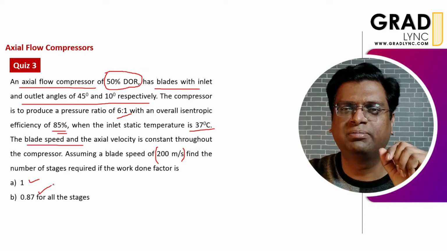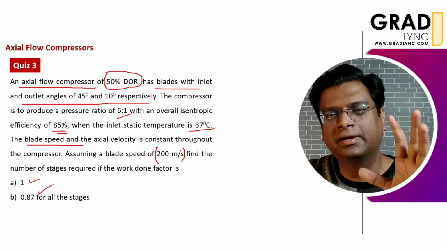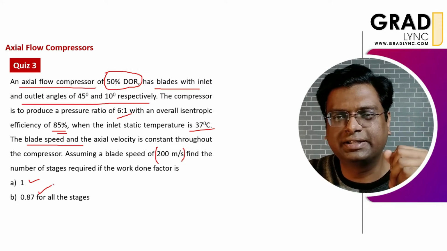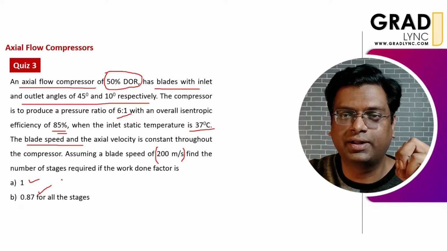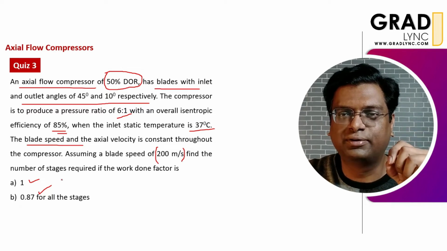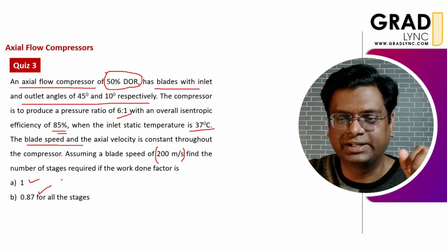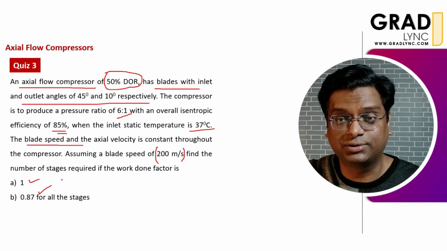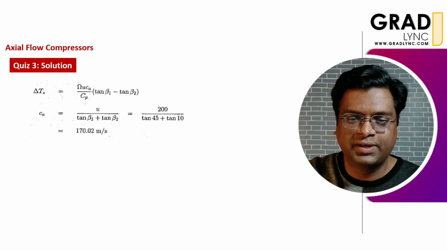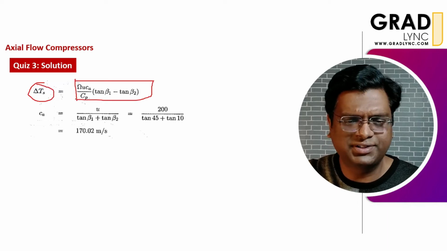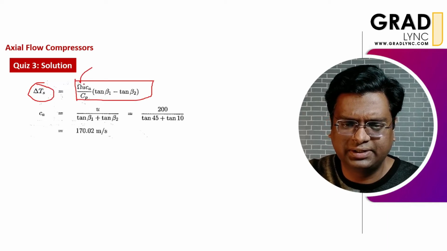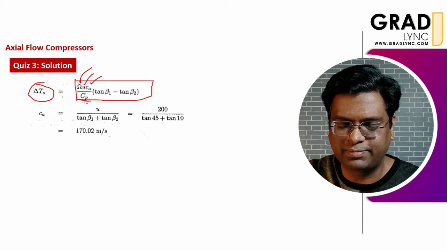So this is a unique problem where the work done factor is given, one for ideal case, another for real case, and we need to calculate the number of stages required for an axial flow compressor. Right? So let's start and look into how to solve this problem. So again, we start with the temperature rise in a stage. On the right hand side, we have the work done factor, the peripheral velocity, axial velocity, and the CP, that is specific heat at constant pressure.